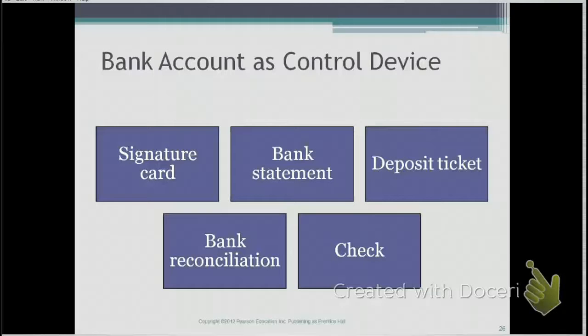One of the most important controls a company has over their cash is a bank account. Cash is easy to steal, so you want to make sure that there are several controls in place to protect cash. A bank account has several controls in place. First, there's a signature card.